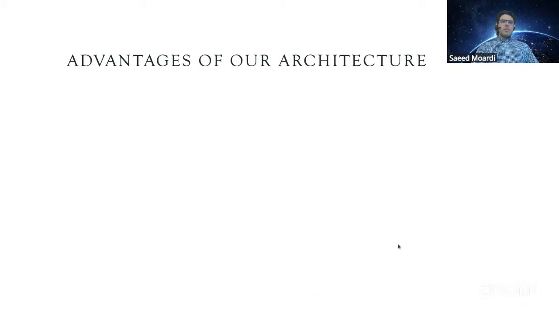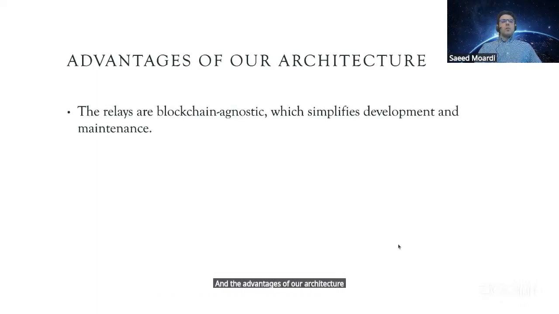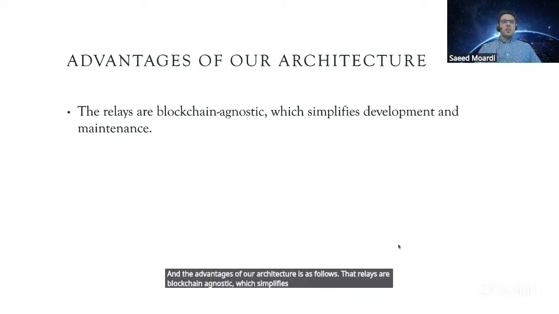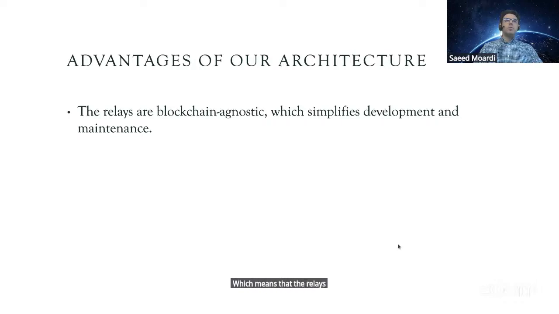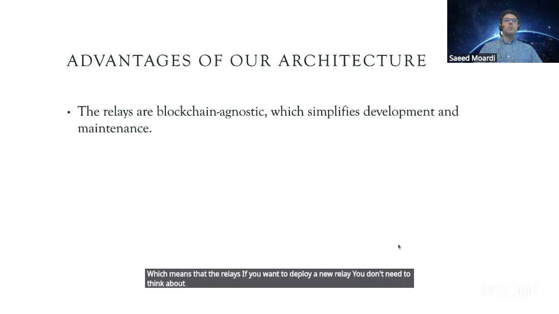And the advantages of our architecture are as follows. The relays are blockchain agnostic, which simplifies development and maintenance. Which means that if you want to deploy a new relay, you don't need to think about what you're going to do with Substrate or Fabric, in the sense that everyone should be able to access the relays, as long as they decided to participate in this interoperability.